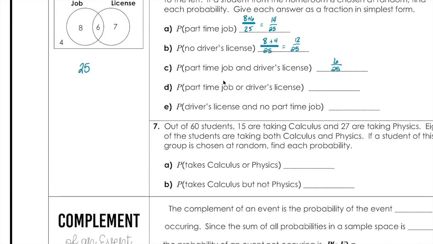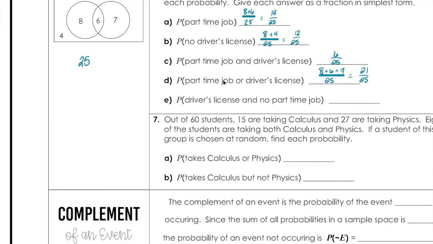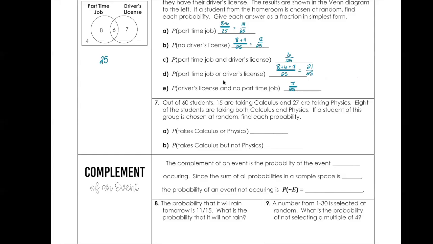Part-time job or a driver's license, that's our union, so that's everybody that has either one of them. So you would say 8 plus 6 plus 7 over 25. So that was 14, 21 out of 25. I guess I could have just subtracted 4, huh? How about driver's license and no part-time job? So only a driver's license will be those 7 individuals. Mom and dad are taking care of them, I guess.